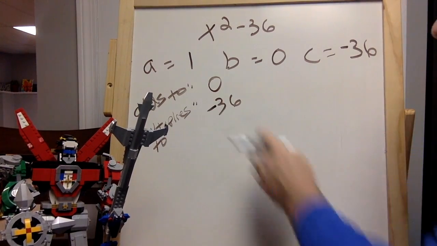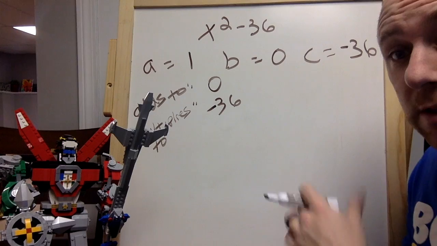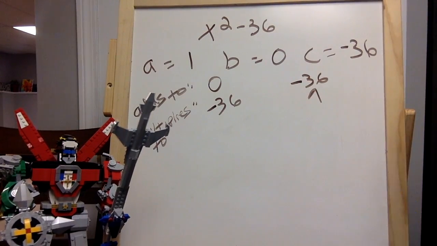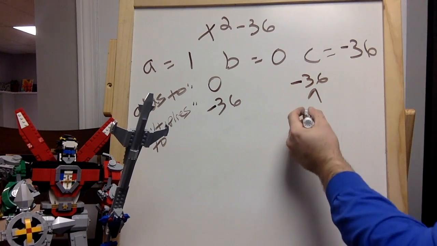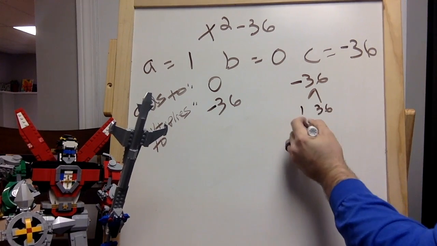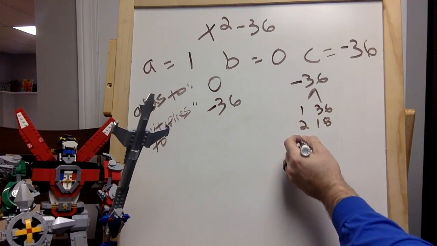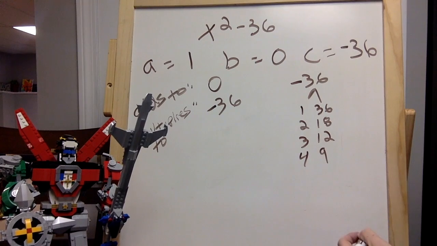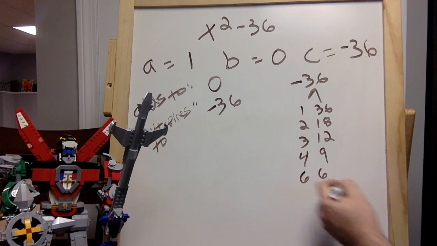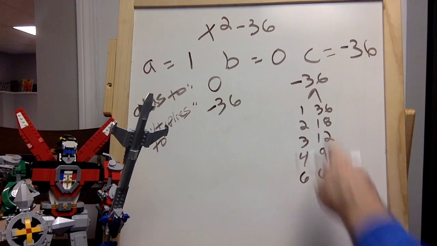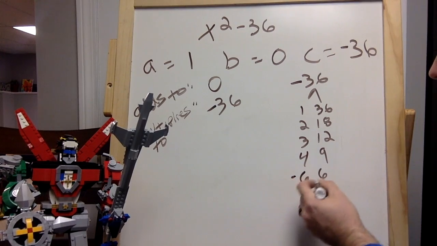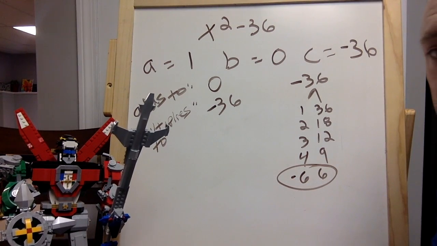That negative means that one needs to be positive, one needs to be negative. So let's start writing down the factors of negative 36. So 1 and 36, 2 and 18, 3 and 12, 4 and 9, 6 and 6. Oh, and one has to be negative, and that means the other one's positive, and it has to be these two right here.